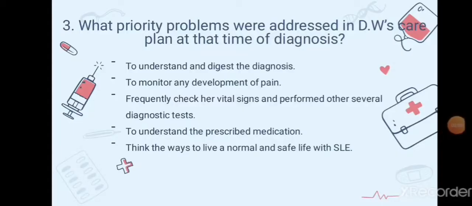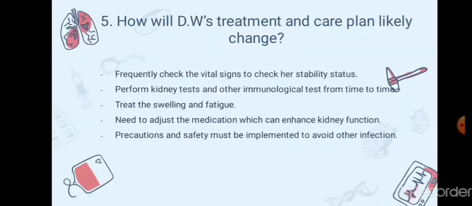Number 3. What priority problems were addressed in DW's care plan at the time of diagnosis? First, her problem is to understand and digest the diagnosis, to monitor any development of pain, frequently check her vital signs, and perform several other diagnostic tests. Next, to understand the prescribed medication. And last, to think of ways to live a normal and safe life with SLE.